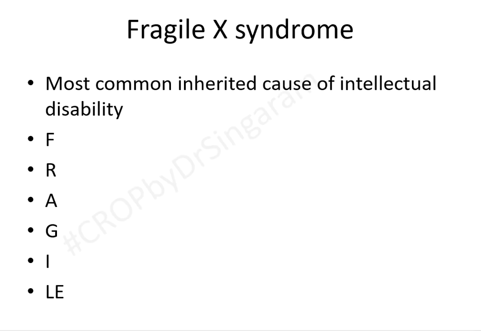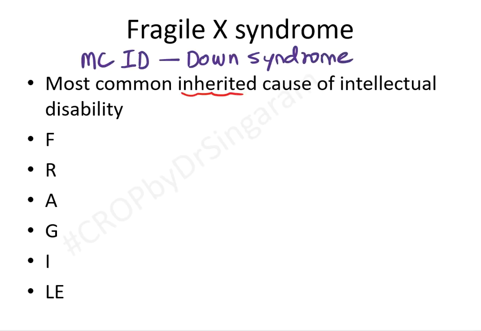Fragile X syndrome, an important topic, so that's why I'll just give some more info on this. It is the most common inherited cause of intellectual disability. Remember, it's an inherited cause. Suppose the question is asking you which is the most common cause of intellectual disability. They have not mentioned anything like inherited. Then your answer is going to be Down syndrome. Most common inherited cause of intellectual disability is Fragile X, whereas most common cause of intellectual disability as such is Down syndrome. The features of Fragile X syndrome can be remembered by the name Fragile X itself.